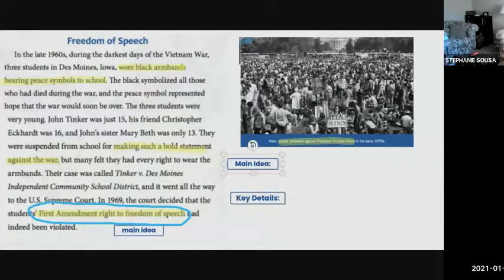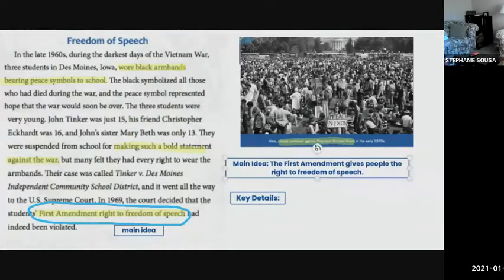So now I'm going to type this up. The main idea I'm going to put into a complete sentence in my own words. The First Amendment, let's see if those are capitalized. The First Amendment gives people the right to freedom of speech. And so that summarizes in my own words what that First Amendment is. That's the main idea of this text.